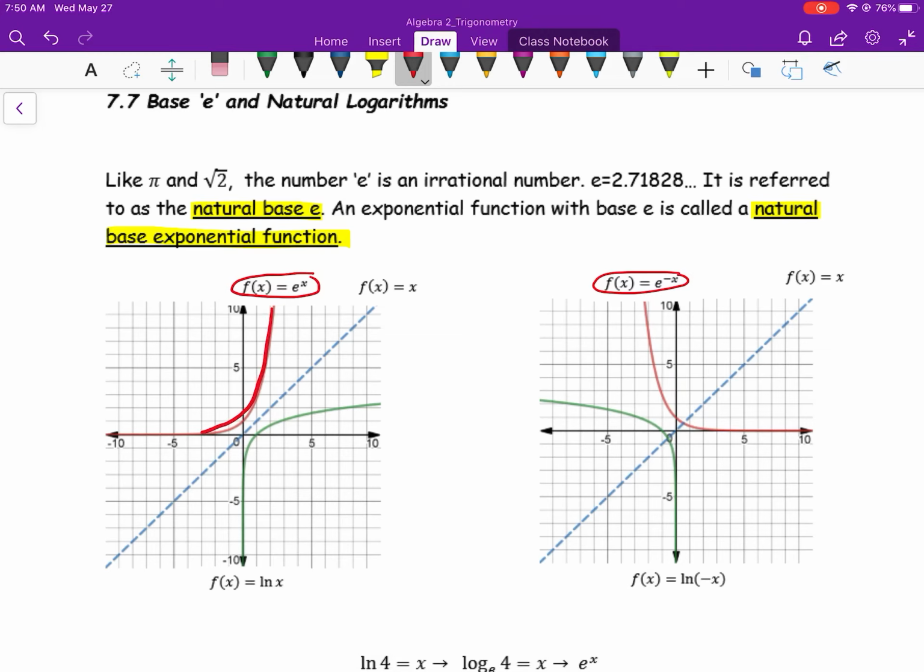So in red is your e to the x. This is what it will look like graphically. Its inverse is this green line here, and that is natural log of x. ln is natural log, which we'll talk about more in a minute. And on the right hand side, we have e to the negative x. So this is like a decaying exponential function, and its inverse is the natural log of negative x. As we learned before, the inverses are just reflection over the line y equals x.